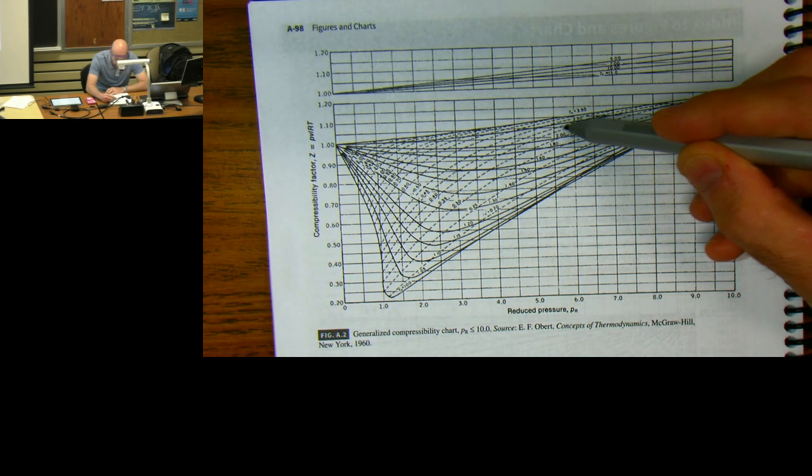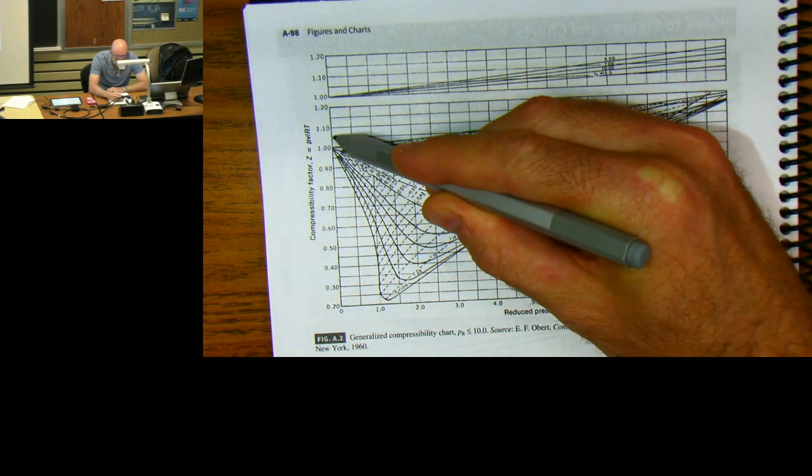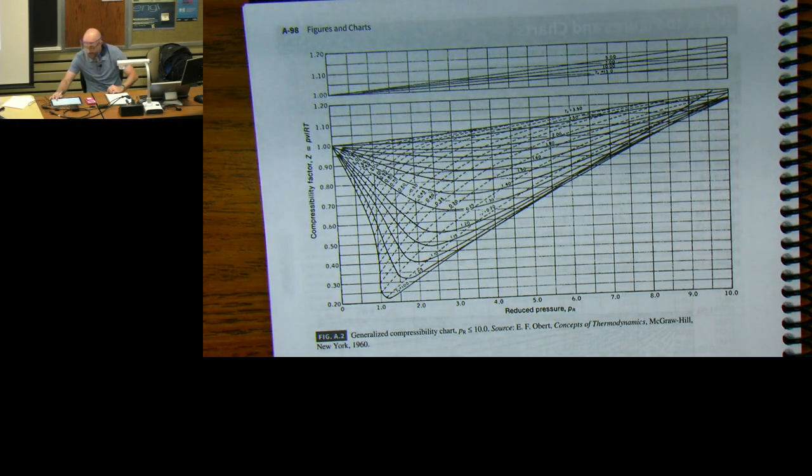So I'm going to read off, go all the way over here. And I'm going to say my value is approximately 1.05. Okay, 1.05 is what I'm going to use for my z value. Z is equal to 1.05. Okay. Now that I know that z is equal to 1.05, I know that z is equal to PV all over RT.